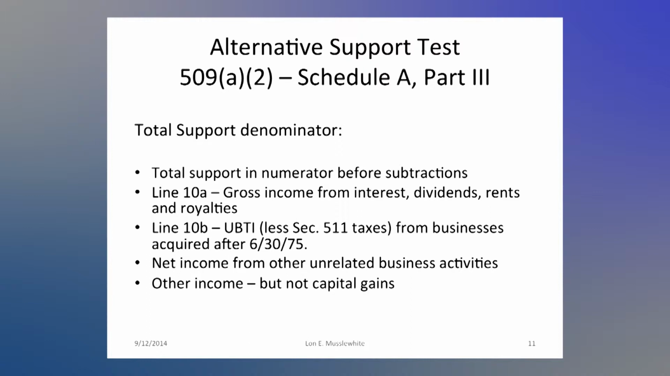Now let's take a look at the denominator of our fraction. You start with the total support in the numerator before any of the subtractions. You add to it line 10A, which is gross income from interest, dividends, rents, and royalties. Line 10B, which is unrelated business taxable income, less Section 511 taxes from businesses acquired after June 30, 1975. Net income from other unrelated business activities, and other income, but not capital gains.